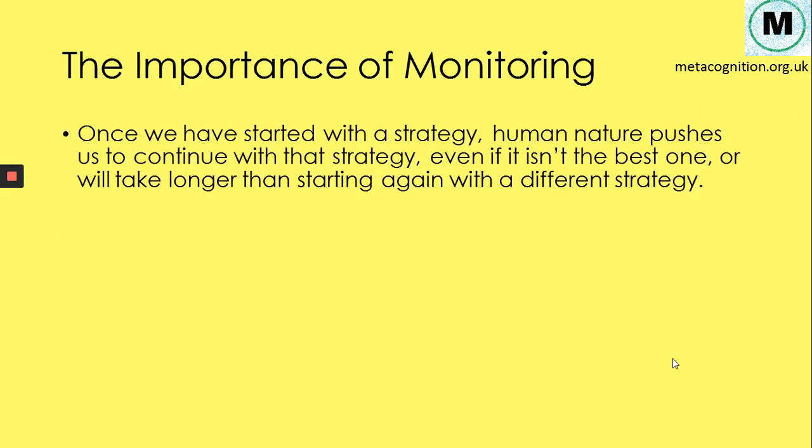So why is monitoring so important? Human nature is sometimes a little bit silly, and once we've started using a strategy, even if it's not quite working, or even if we know that if we started a new strategy, we would finish sooner, we often just plow on regardless. We've started, so we might as well finish. This is a relatively redundant feature of human nature, and actually we need to be a lot more effective in monitoring. We need to understand when something isn't going right. We need to understand when we're not moving towards task completion. We need to identify errors that are occurring so that we can correct them.